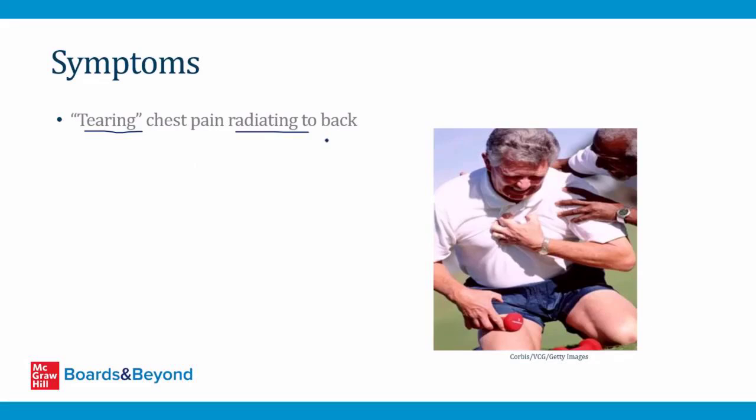The classic symptom of an aortic dissection is tearing chest pain that radiates to the back. Make sure you know this for your step 1 exam. In actual practice, patients can present with a wide variety of symptoms, sometimes vague symptoms. This can be a difficult diagnosis to make, and it's sometimes missed. But for your board exams, they're almost certainly going to tell you that the patient has chest pain, and they may describe it as tearing and radiating to the back.